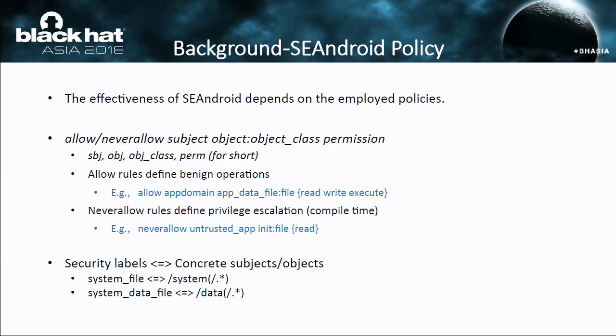And the following is the security context, because the subject and object can map to concrete subjects and objects, such as in the file context. As we see, the context information describes the mappings, the relationship between the concrete subject or object and the labels. For example, system file means the files under the directory /system.